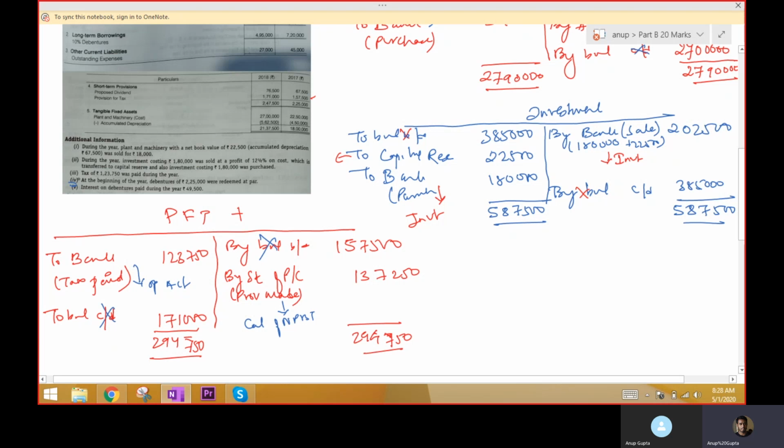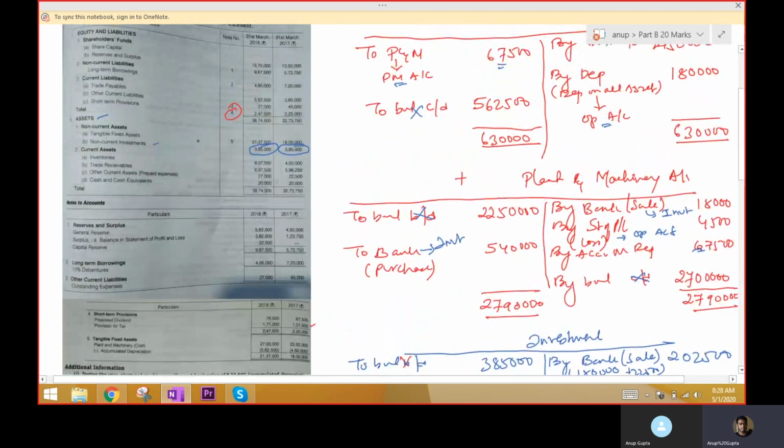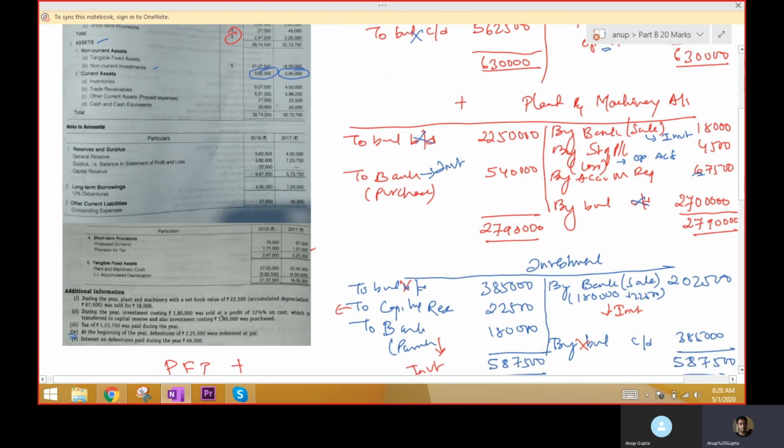Then let us see the next one. Adjustment number 4: at the beginning of the year, debentures were redeemed at par. So let us see debenture. Debenture will be under long-term borrowings. There is a note in long-term borrowings, so let us go to the note. Debenture was 7,20,000 and later it was redeemed. So this redemption was at the beginning of the year. Why have they given this? It's very important to understand this adjustment.